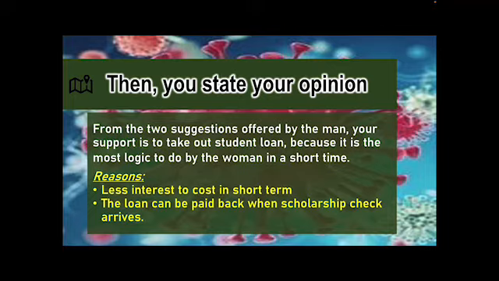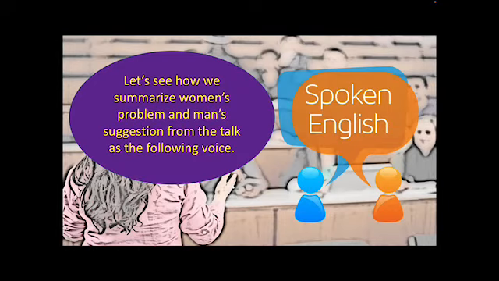The reason is that the man can give any kind of suggestion or recommendation from the student loan, because the student loan has less interest and costs less in the short time, and also the student loan can be paid back when the scholarship check arrives. That's the reason why the man gives the best, most logical suggestion for the woman's budgeting problem. Well, here let's see how we summarize the woman's problem and the man's suggestion from the talk as follows.